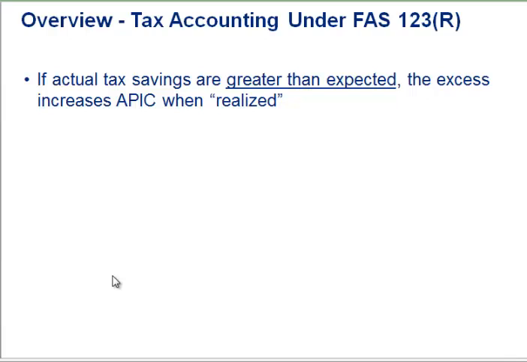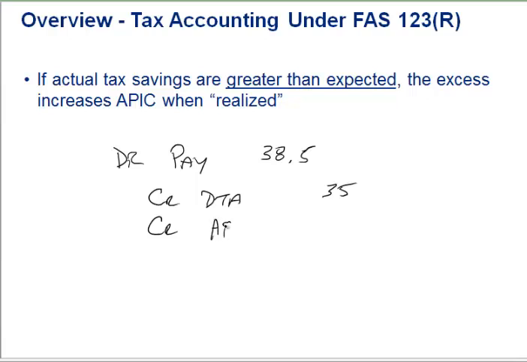If the actual tax savings are greater than expected, so this is our 110 example, right? If they're greater than expected, the excess goes to APIC. So I'm going to debit my payable for 110 times 35%. Debit payable 38.5. Credit my DTA for, not a trick question, 35. I will credit APIC for 3.5. Okay.